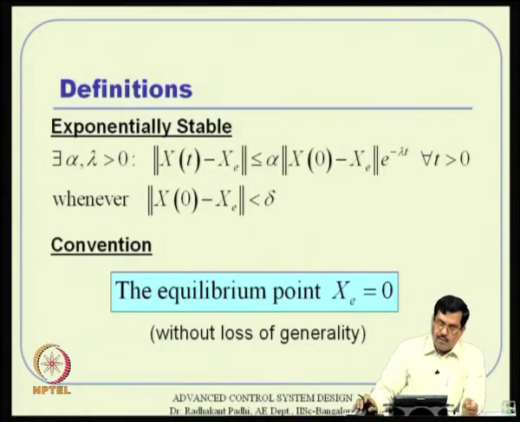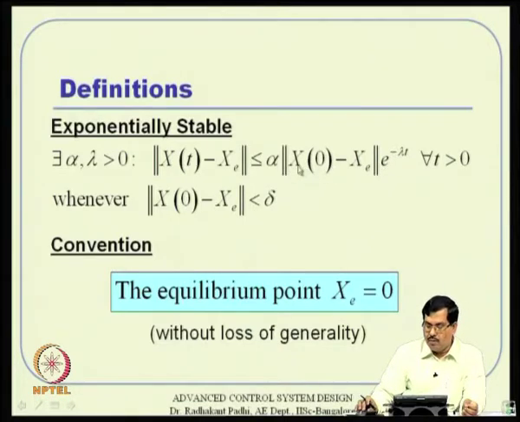Then there is a stronger notion that is called exponentially stable. Here we are worried about not only that it will go to 0, but that it will go to 0 at an exponential decay rate. What does that mean? That means there will exist some alpha, lambda greater than 0 such that this particular relationship will always be satisfied. And remember, this one is the deviation of your initial condition from the equilibrium point.